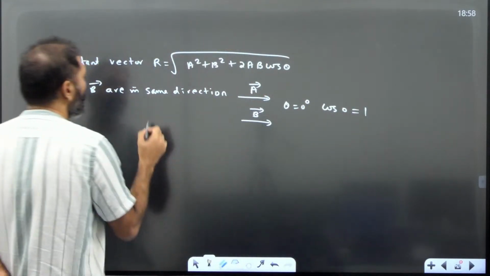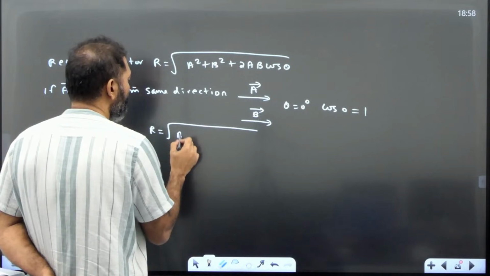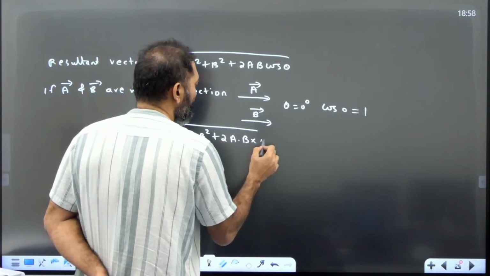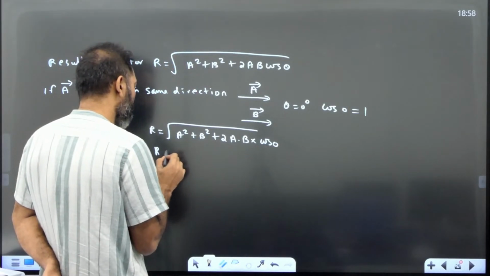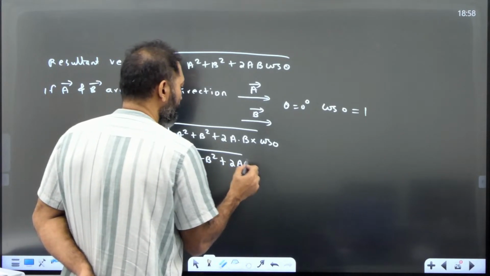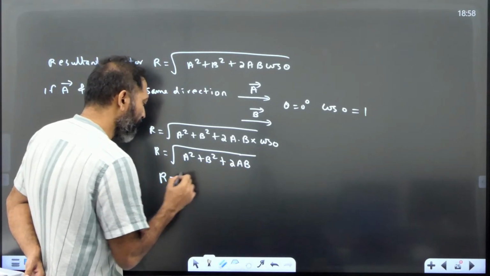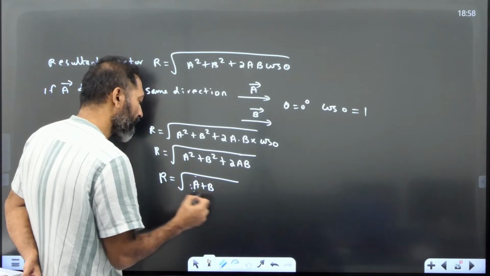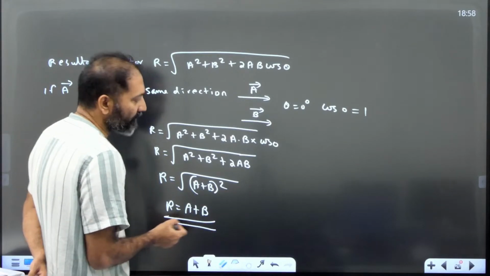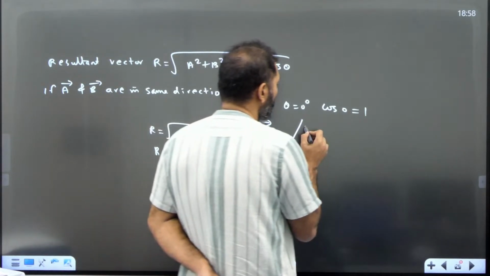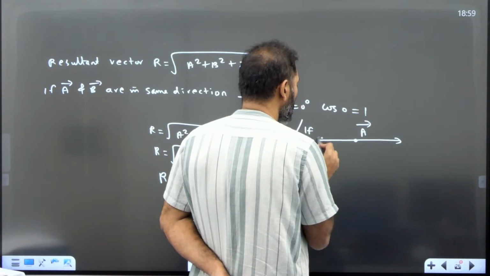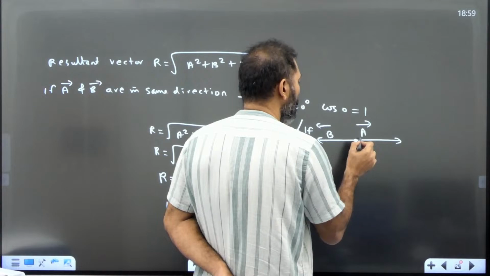Cos 0 is equal to 1. So R equals root of A square plus B square plus 2AB into cos 0, and cos 0 is 1. So R equals root of A square plus B square plus 2AB, which is root of A plus B the whole square, so R equals A plus B. So if vectors are in the same direction, simply add them. If A vector is in this direction and B vector is in the opposite direction, what will be the theta?